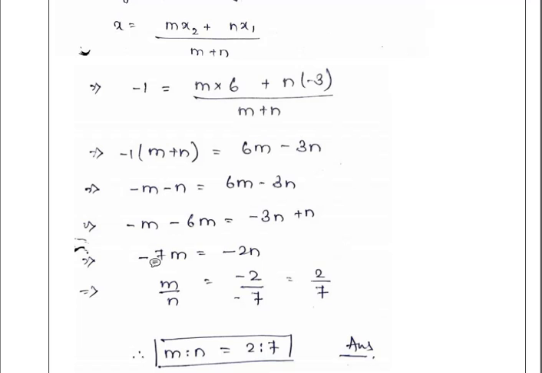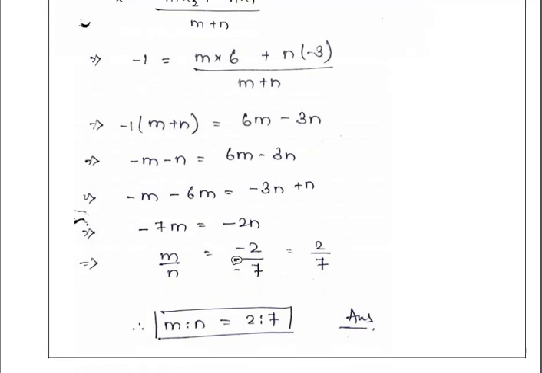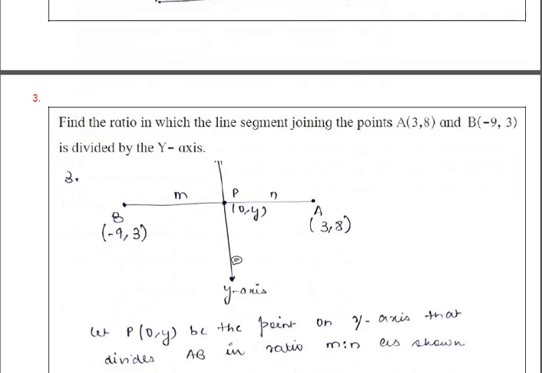Please remember, when you are taking minus 7 from this side to the division, the sign will not change. The sign changes only with addition, subtraction, not with multiplication, division. So the value of m is to n becomes 2 is to 7 in the second question. So this was exactly the same as the first one. Let's move ahead now to the third question.